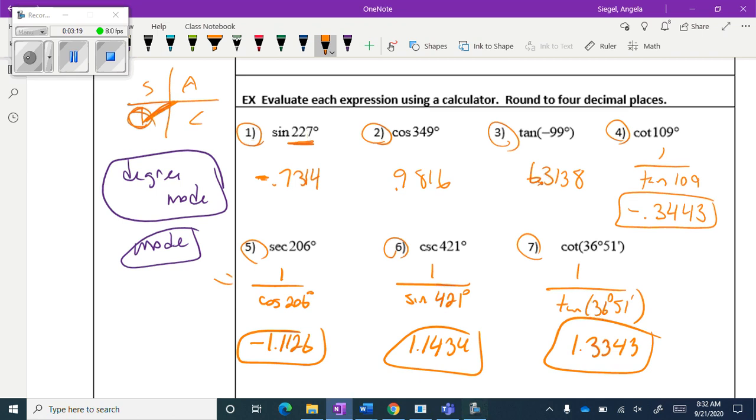Okay, so I showed my work here, and the reason we have to do this is because probably not one of you has a calculator that shows secant, cosecant, cotangent. So we're going to have to use the sine, cosine, and tangent buttons on the calculator and manipulate them to what we need. Again, make sure you know how to do this on your calculator.